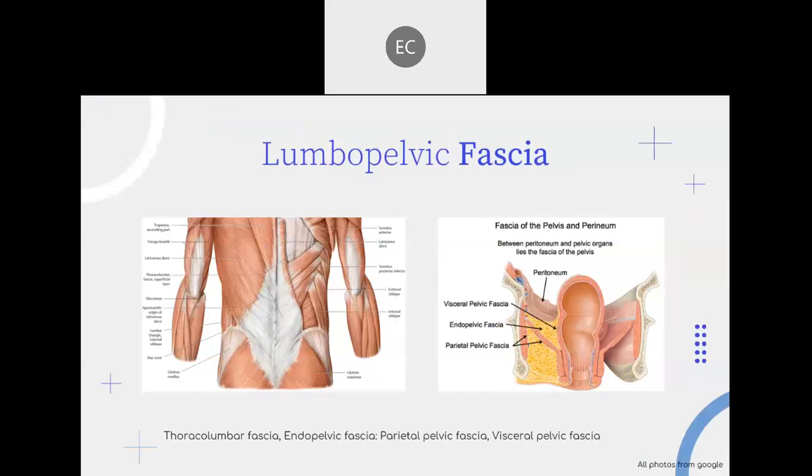So we have the thoracolumbar fascia, which attaches to the trapezius muscle, the latissimus dorsi, the gluteus maximus, transverse abdominis, internal obliques, and quadratus lumborum. And then we have the endopelvic fascia on the right, which is the fascia of the pelvis and the pelvic floor, and it is split into parietal and visceral fascia, and it connects to the pelvic viscera.